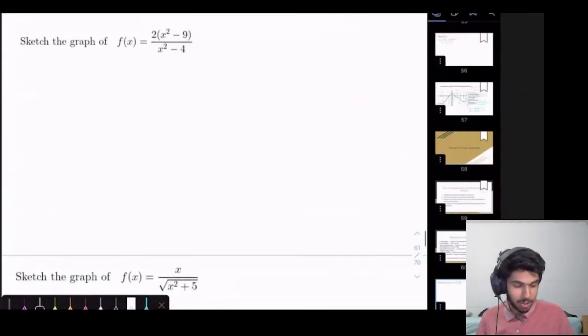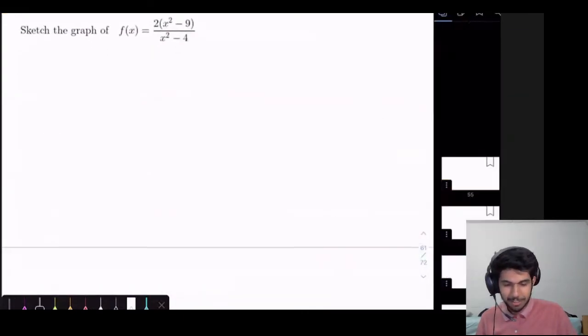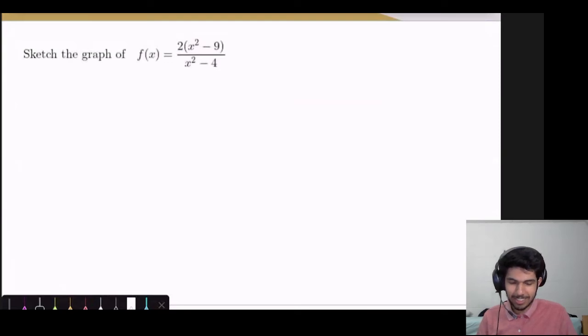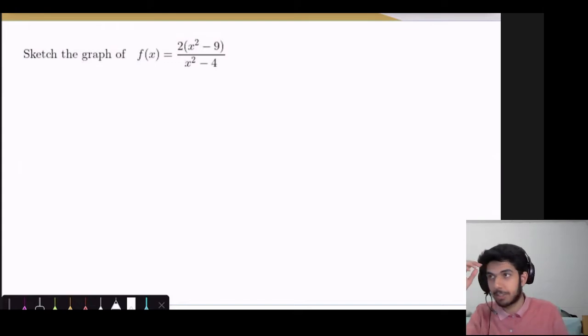So we're going to draw the graph of this, 2 times x squared minus 9 over x squared minus 4. And immediately you might be like, I have no idea what that graph looks like. And yeah, it's definitely an interesting graph, not one that you would normally expect, but let's just see what it looks like. So the first thing I like to do is compute the first and second derivative.